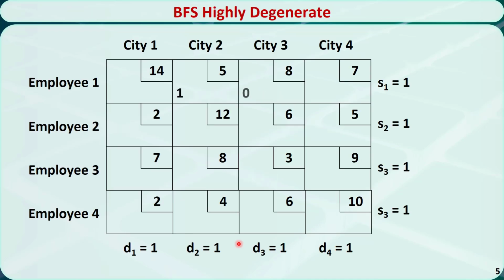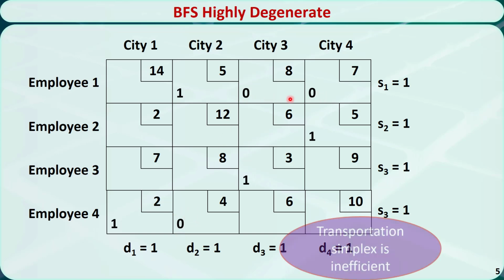We use the minimum cost method to find the initial basic feasible solution. We find that basic variables have many zeros in the transportation tableau, so we know that the problem is highly degenerate and the transportation simplex method is inefficient to solve this type of problem. And in some extreme cases, it may be trapped in a cycle and will never find the optimal solution.